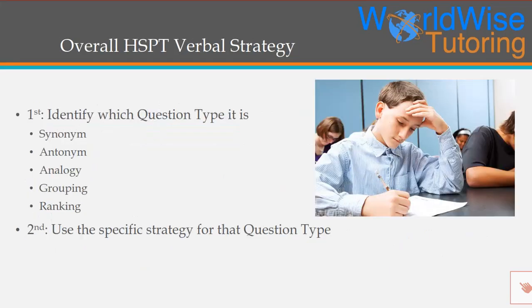When it comes to the HSPT verbal section, the first step is always to identify what type of question you're looking at. Is it a synonym question, antonym, analogy, grouping, or ranking question? Once you've figured out which type of question it is, you now have a specific strategy for how to answer that question type, and you just go through the steps.